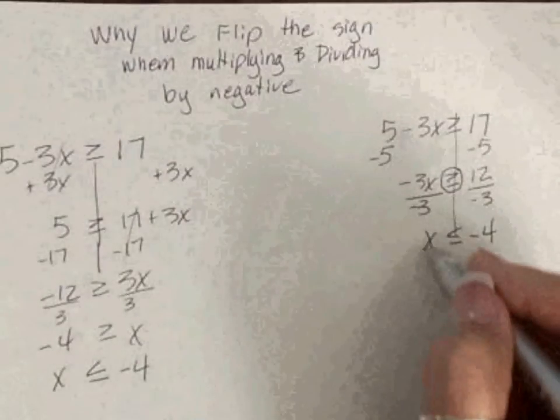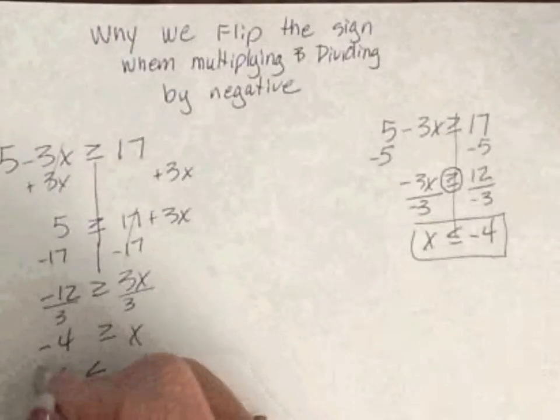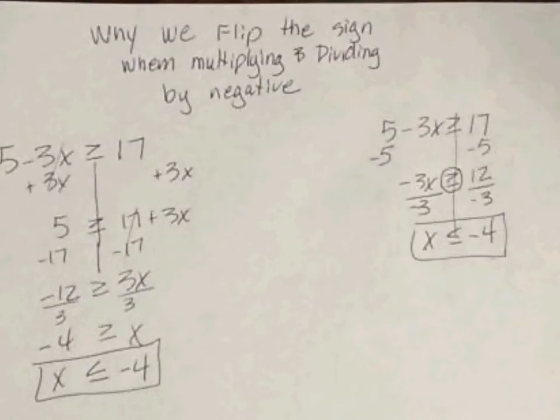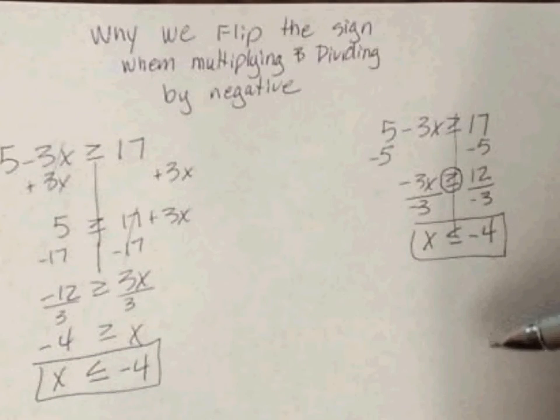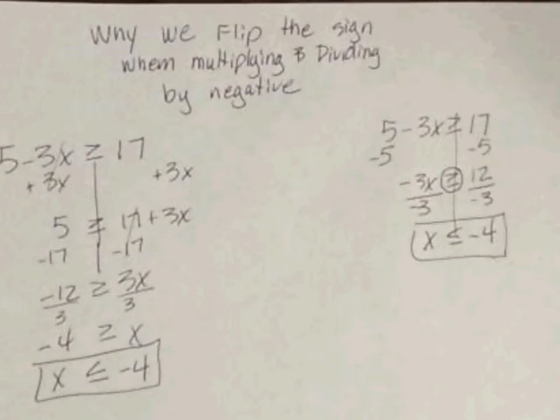So you see, we end up with the same answers. It's just when we use our rule, when multiplying and dividing by a negative to flip the sign, we have several less steps that we have to make. So I hope that clarifies why we flip a sign when we multiply and divide by a negative.